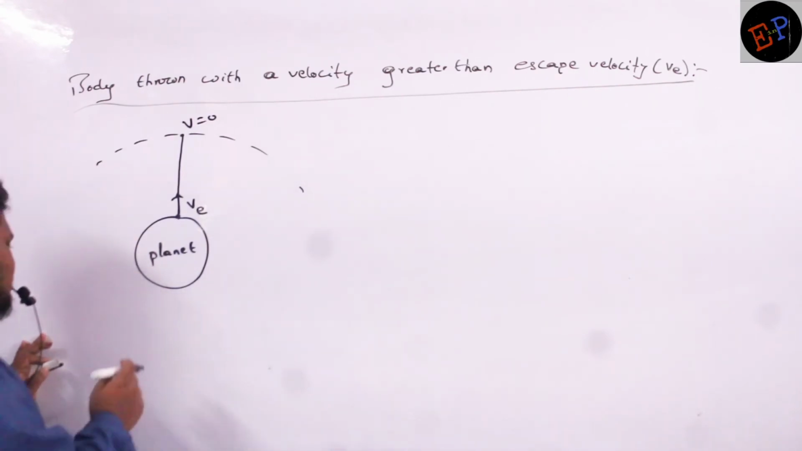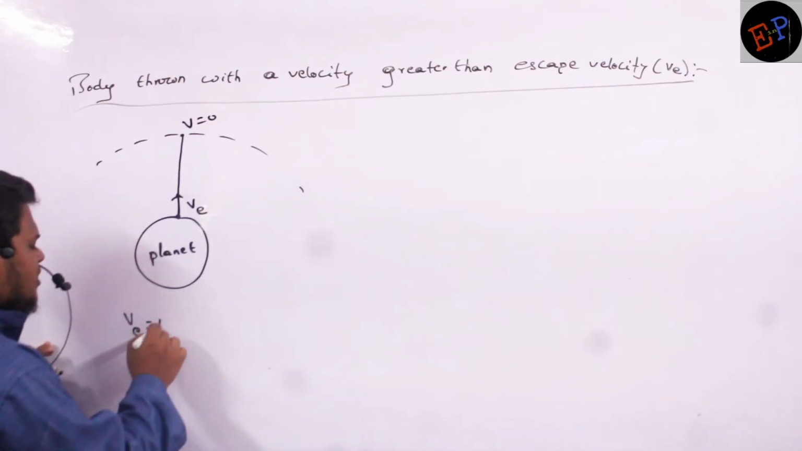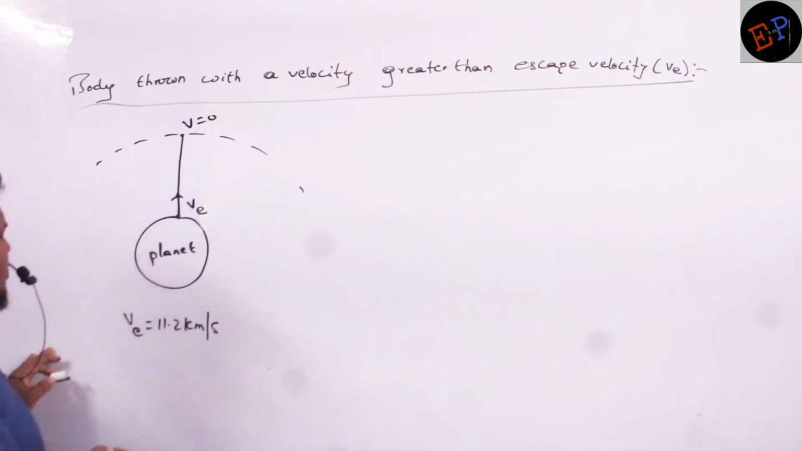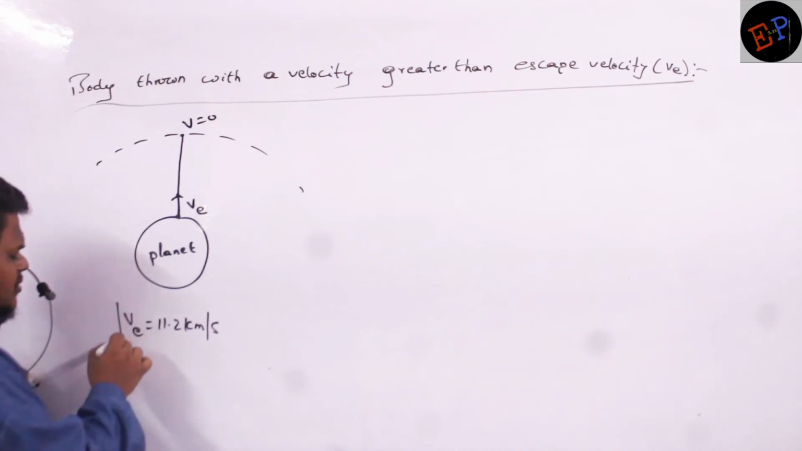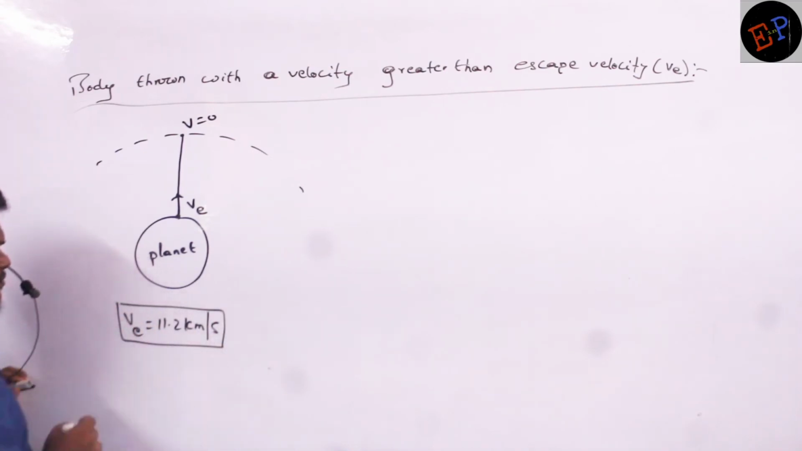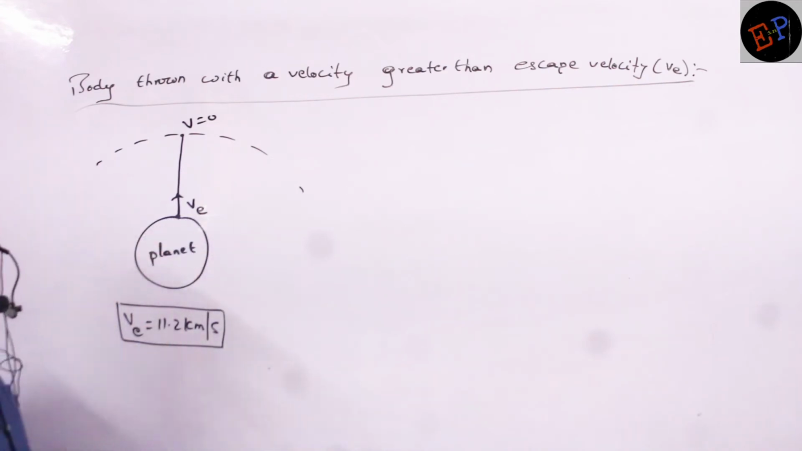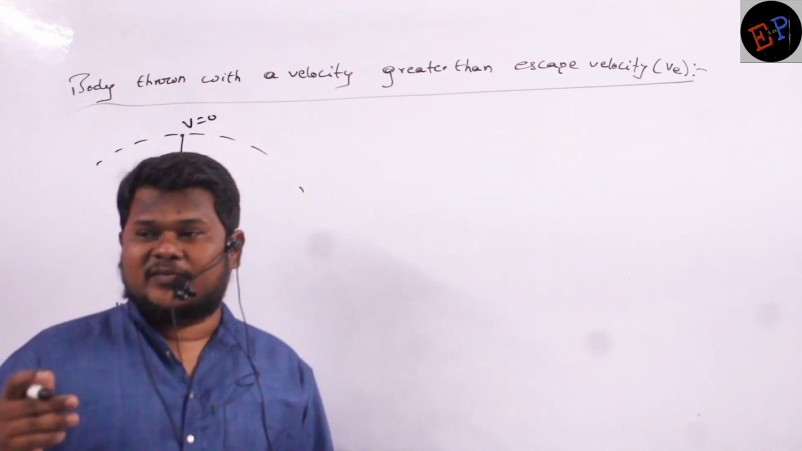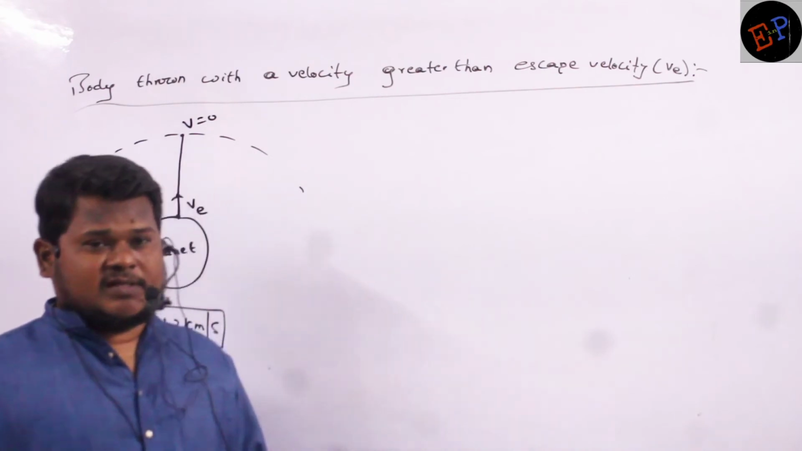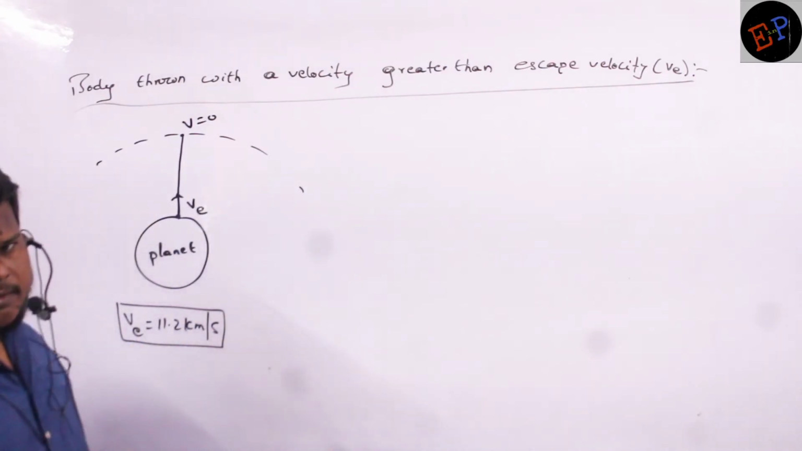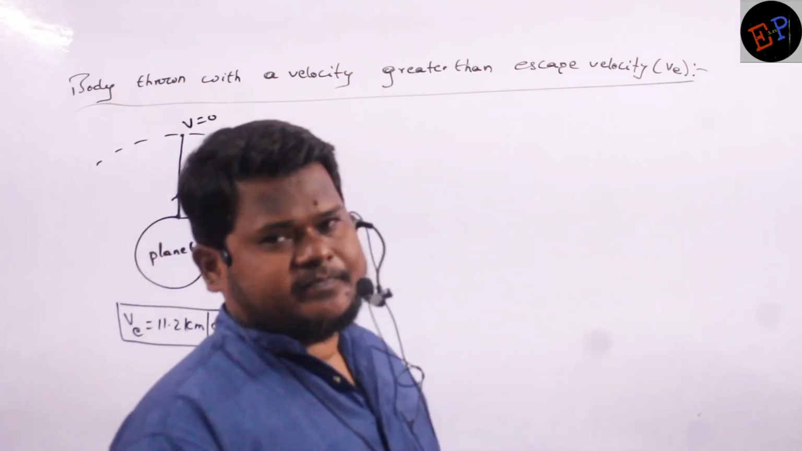And what is the escape velocity of Earth? The escape velocity of Earth is nearly 11.2 kilometer per second. So if I throw a body with a velocity greater than this, what will happen? If I throw with escape velocity also, it will never return to Earth. I am asking, if I throw with a velocity greater than escape velocity. Escape velocity is 11.2, right? If I throw with 12 or 13, then what is going to happen?